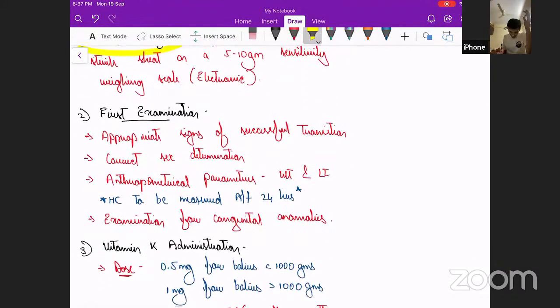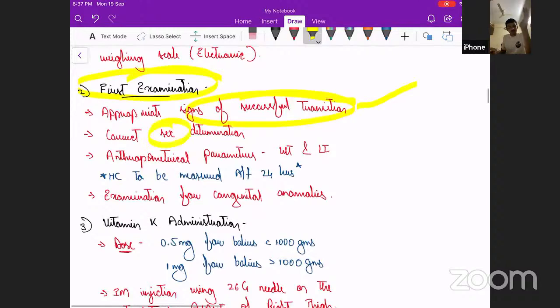And then we do the first examination of the child. Not an in-detail examination because it is still in the initial first few hours of life, but we'll have to do a quick assessment of the child wherein we look for appropriate signs of successful transition. We already saw the baby should be crying or breathing with universally flexed position, and the baby should be comfortable. Next, we'll have to do correct sex determination and show it to the parents, mother, as well as the attenders.